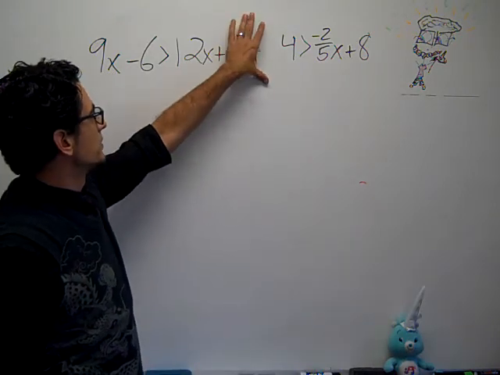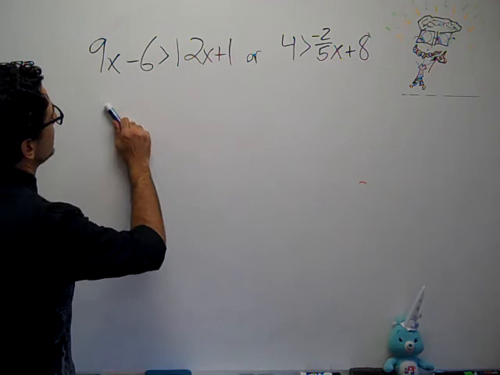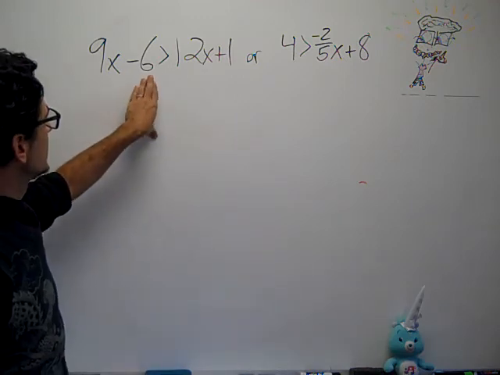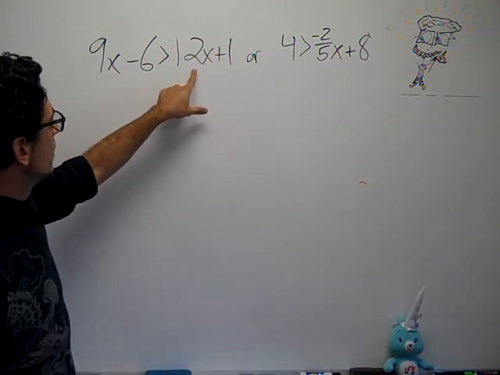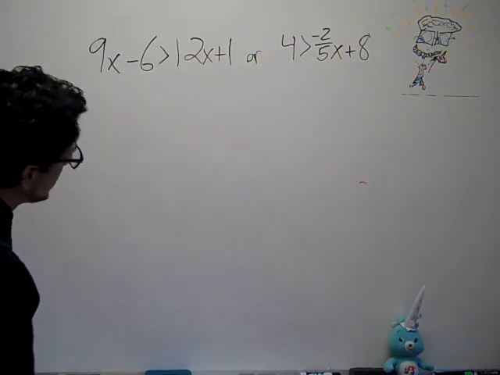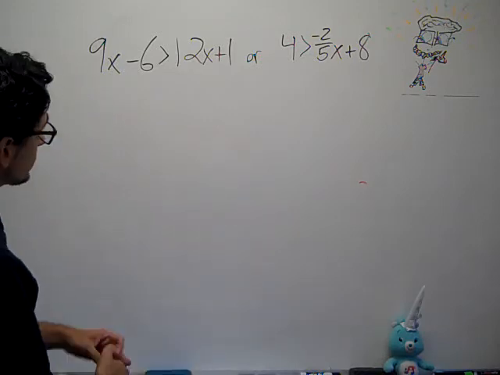And moving on, I would solve these piece by piece, all right? So I would first look at this as 9x minus 6 is greater than 12x plus 1, so I can work this through.